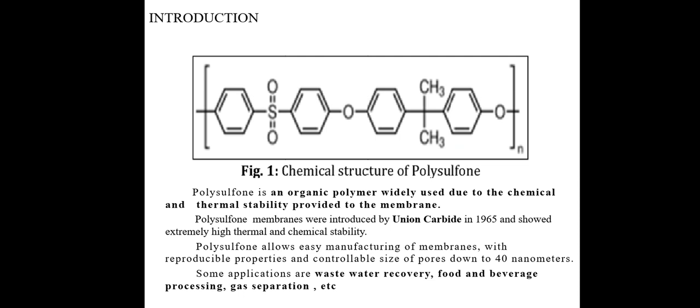Polysulfone membranes were introduced by Union Carbide in 1965 and showed extremely high thermal and chemical stability. Polysulfone allows easy manufacturing of membranes with reproducible properties and controllable size of pores down to 40 nanometers. Some applications are wastewater recovery, food and beverage processing, gas separation, etc.